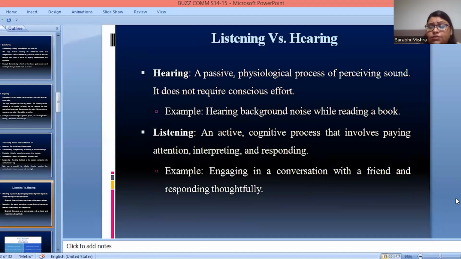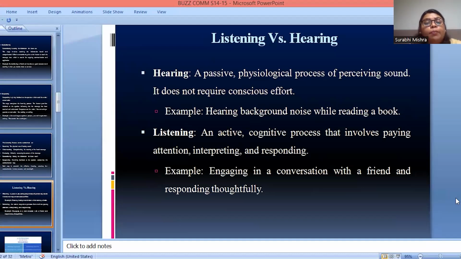The next topic is listening versus hearing. Here we'll be talking about the difference between listening and hearing. As we discussed at the start of the session, hearing is unconscious, right? We do not require much conscious effort, because it is a passive thing. So let's discuss. Hearing is a passive physiological process of perceiving sound. It does not require conscious effort.